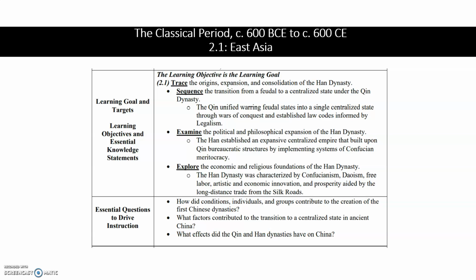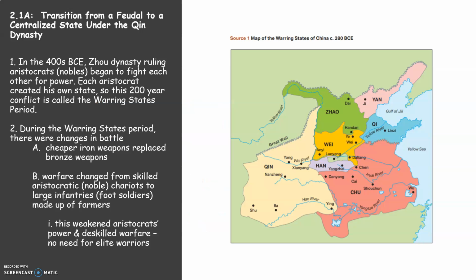The Han Dynasty occurred after the Shin, so we do need to learn about the Shin because that did provide the foundation. I'm not going to read everything to you. Again, you have all of this information on your page 56, but this is the guiding learning targets and essential questions for both your notes and also for the source explorations. So, we're going to look at 2.1a, transition from a feudal to a centralized state under the Shin Dynasty. And this is your source 1, which you've already seen.